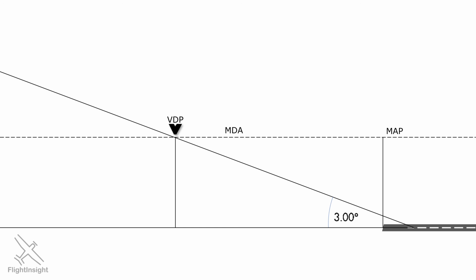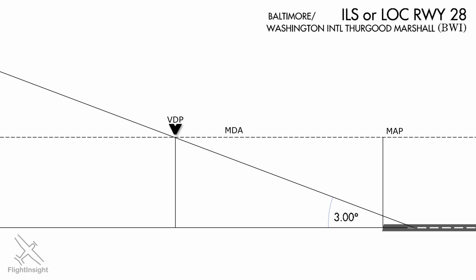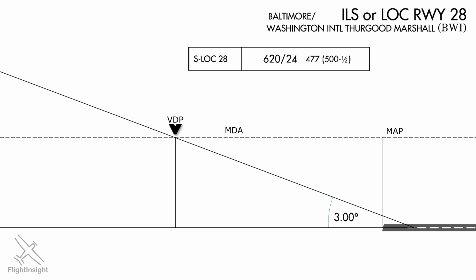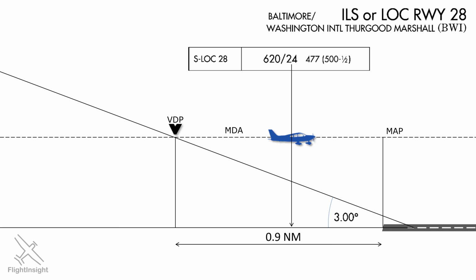Here's some details of the localizer approach to runway 28 at Baltimore. The visibility minimums are very low for a non-precision approach, RVR 2400. Our aircraft could be about here, well inside the VDP, which is 0.9 nautical miles from runway threshold, and just gain sight of the runway at minimums.